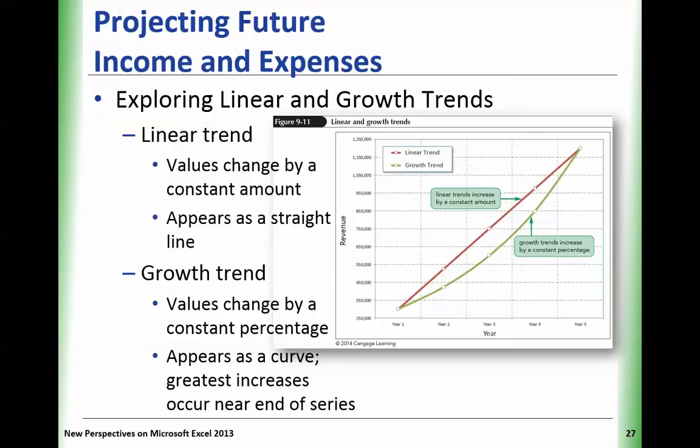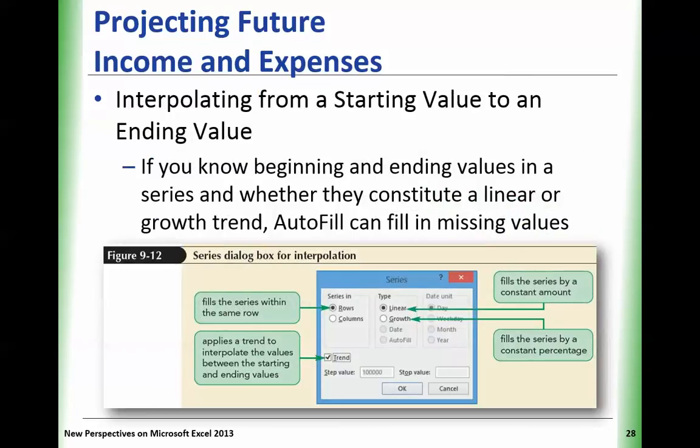In a linear trend, values change by a constant amount. In a growth trend, values change by a constant percentage, and it appears as a curve. If you know the beginning value in a series where they constitute a linear growth trend, autofill can fill in the missing values. This is a great feature that just really came in the 2010-2013 Office. Normally you had to do this by hand.